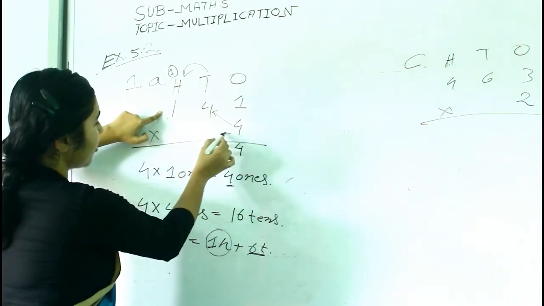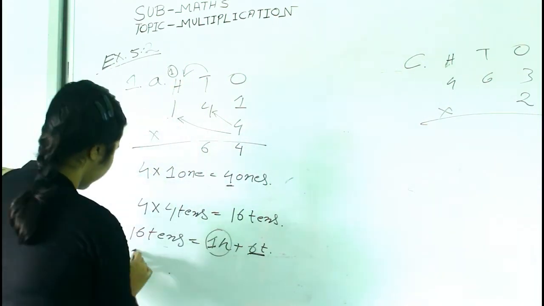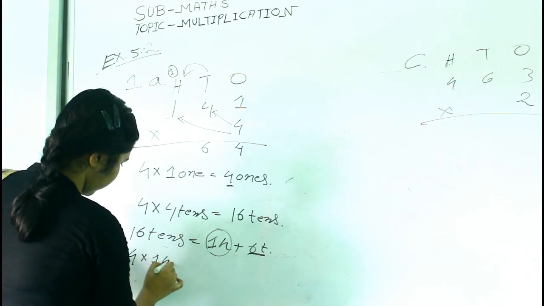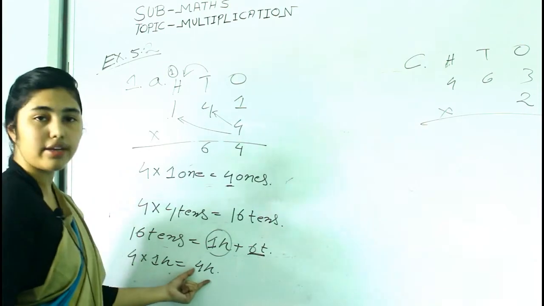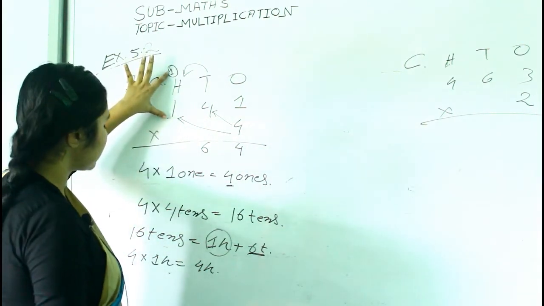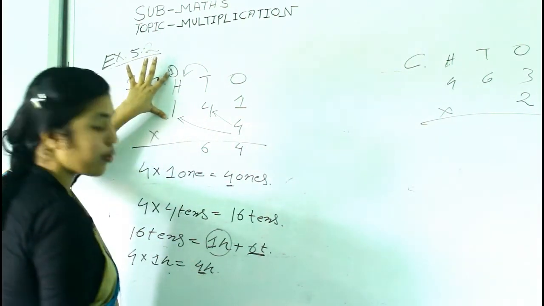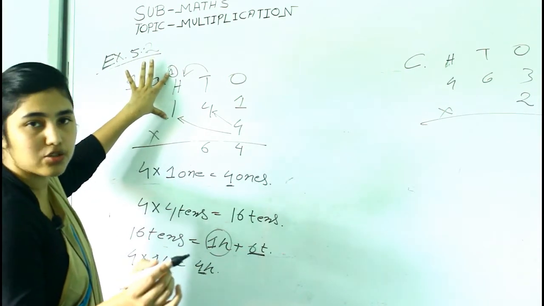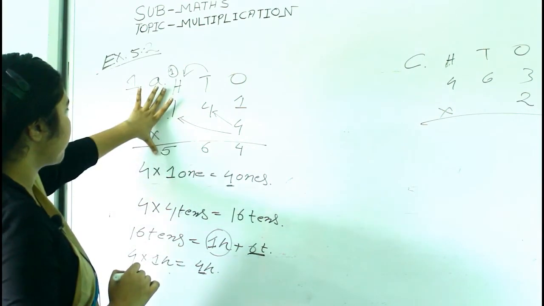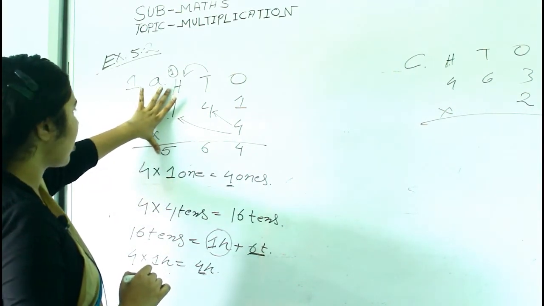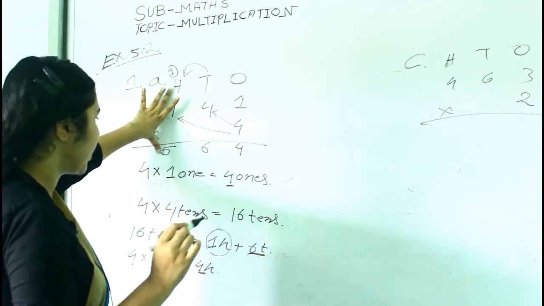Now multiply 4 with 100. Here we will get 400, right? Now add this 1 with 400. So 4 plus 1, 5. So write 5 in the column of the hundreds place.